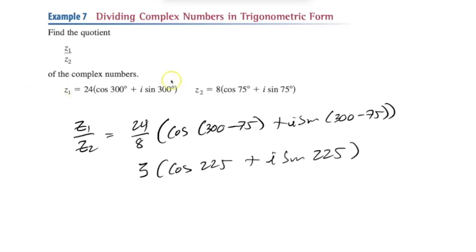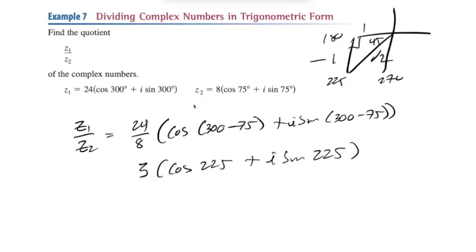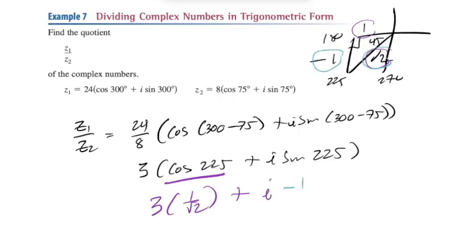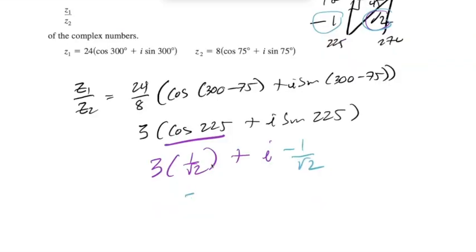Another one where you could simplify this: cosine 225, we know how to do that. Here's 180, here's 270, 225 is over here. We always go to the x-axis to make a triangle. That is 45 degrees: 1, 1, rad 2. The sine was negative because we're going down. Cosine of 225 is just going to be adjacent over hypotenuse. 3 times 1 over rad 2 plus I sine of 225, which is opposite over hypotenuse, negative 1 over rad 2. And then we get our answers. That's how you divide. Just as simple as multiplying.